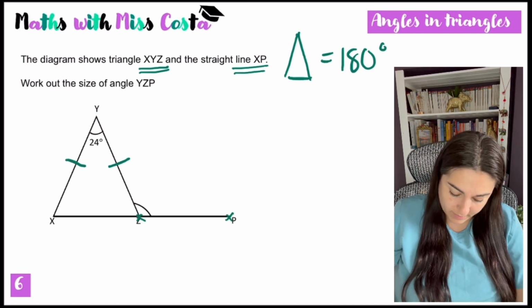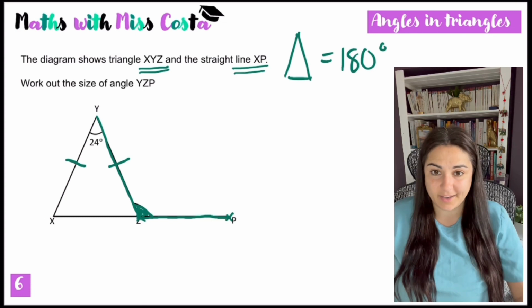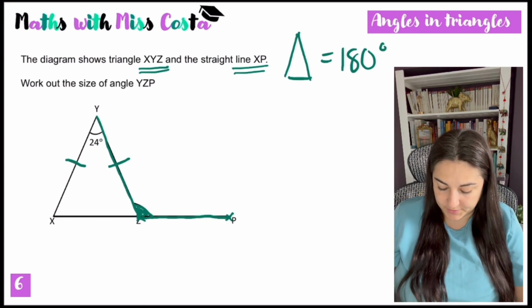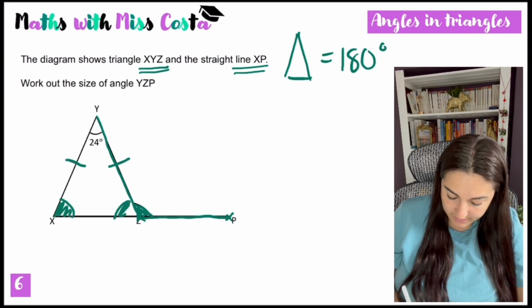So why did it delete that? So let's just go along here. YZP must be this angle here. So that's the angle I'm trying to work out. Now it's an isosceles triangle because of these 2 lines. So I know that the base angles are going to be equal.